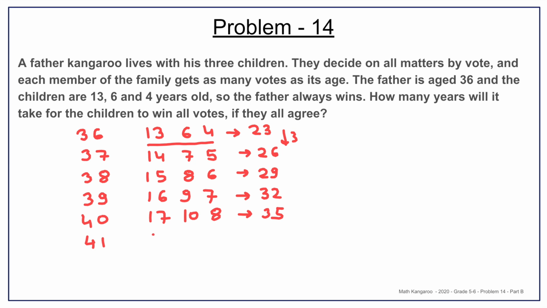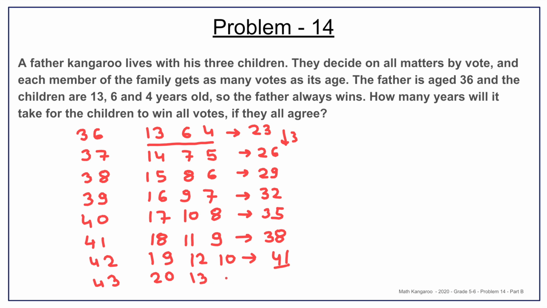Father will be 41, kids will be 18, 11, 9. That increased to 38. They are nearing now. They will be 42, 19, 12, 10, and the vote will be 41. So here we are nearing the father's vote. So father becomes 43 years old, kids 20, 13, and 11, which sums to 44. So this is the age and the time when kids will win the vote.